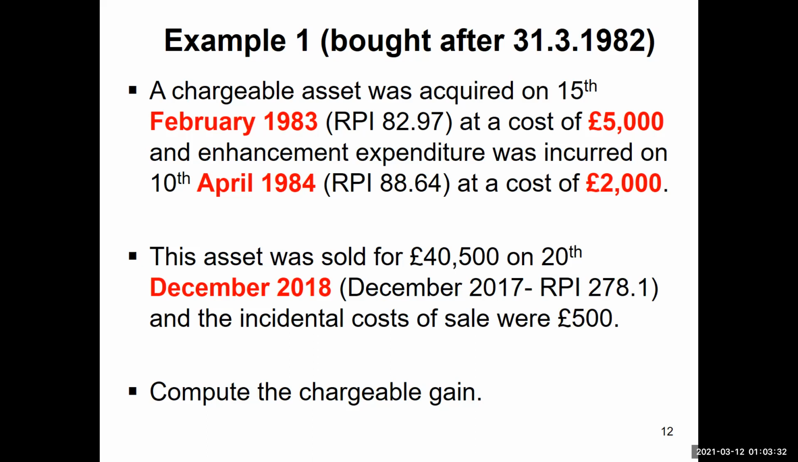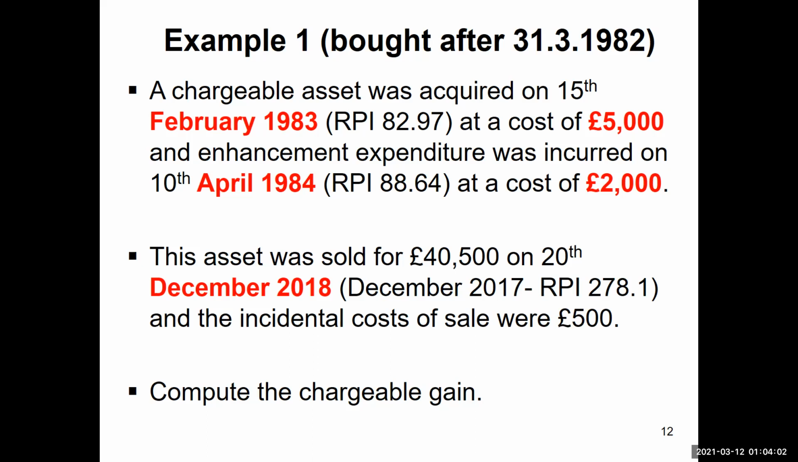When we bought the asset after March 31, 1982. So a chargeable asset was acquired in February 1983. RPI was 82.797. Cost was 5,000, so we bought it at 5,000. There was enhancement expenditure of 2,000 incurred in April 1984. RPI is given as 88.64. We sold these assets for 40,500 in December 2018.